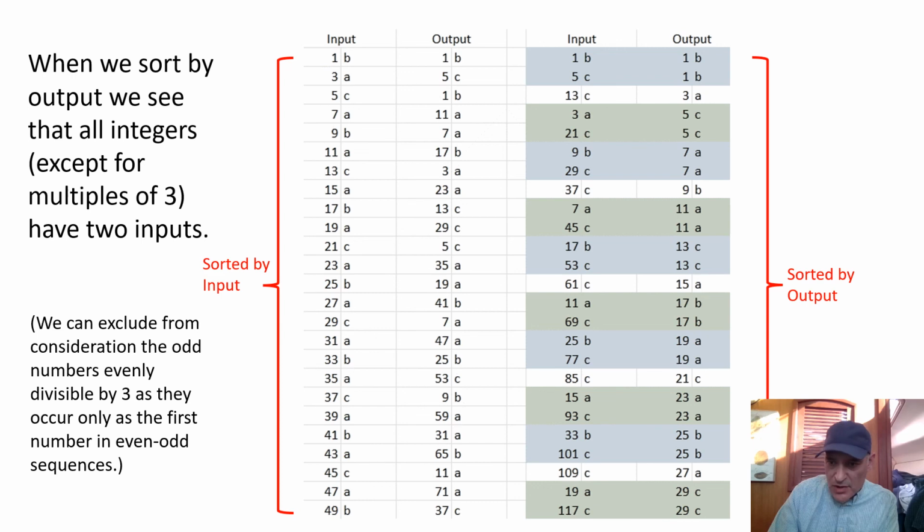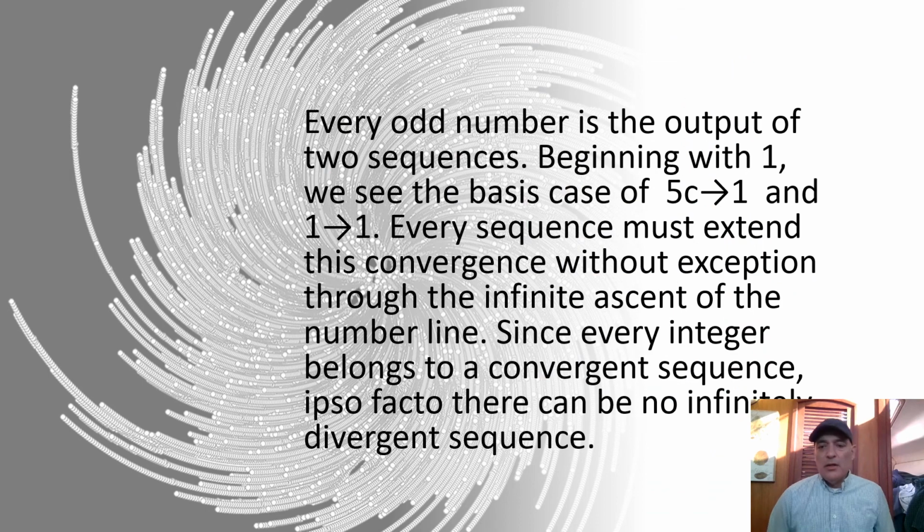Now, I think we've got to the end. And so what I've been saying all along, I'm going to say one more time. Every odd number is the output of two sequences. Beginning with 1, we see the basis case of 5 congruent C goes to 1, and 1 goes to 1. So that's two converging sequences. And then every sequence must extend this convergence without exception through the infinite ascent of a number line.